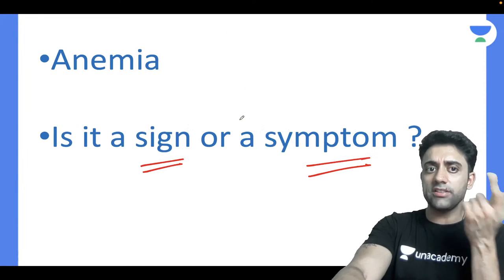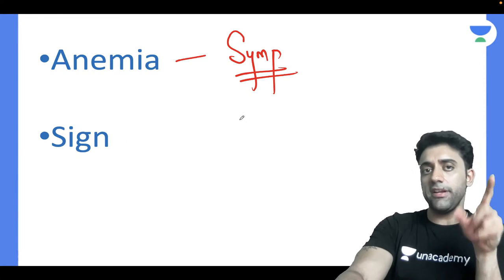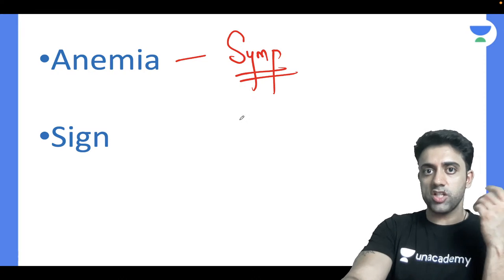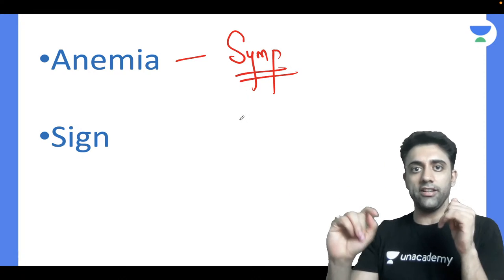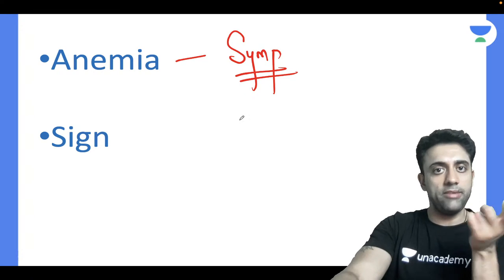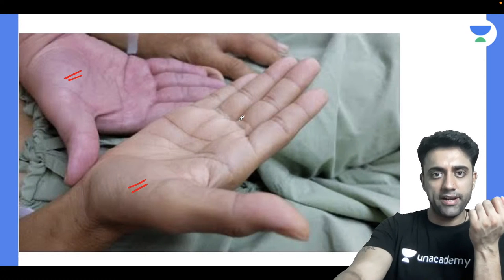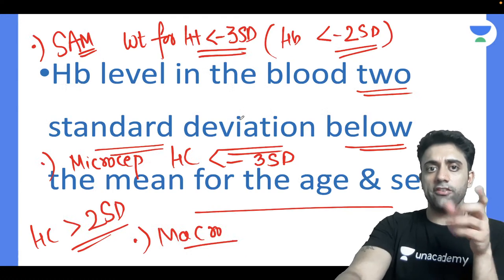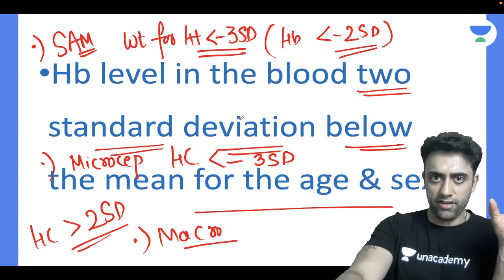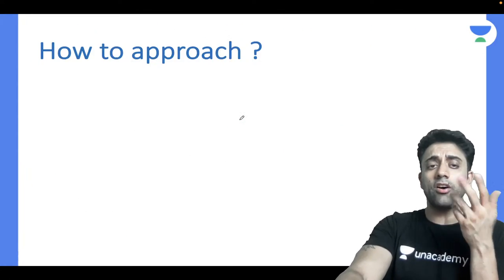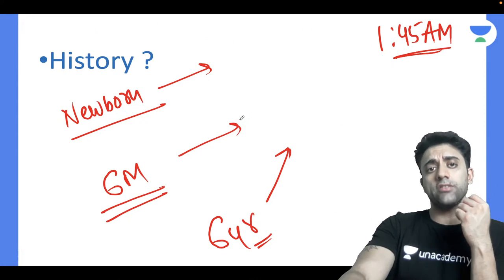Today's topic of choice was anemia. As everyone knows, anemia is a sign, not a symptom. You will see the anemia in the patient. The patient will not jump in and say, doctor, I have anemia. No. So anemia is a sign, number one. Most importantly, how do you see? I've already told you, you compare the patient's hand. And also, how do you define it? Hemoglobin less than minus 2 standard deviation. It's a good definition, a PG question, star mark. Then we also covered how to approach, which depends on the history.